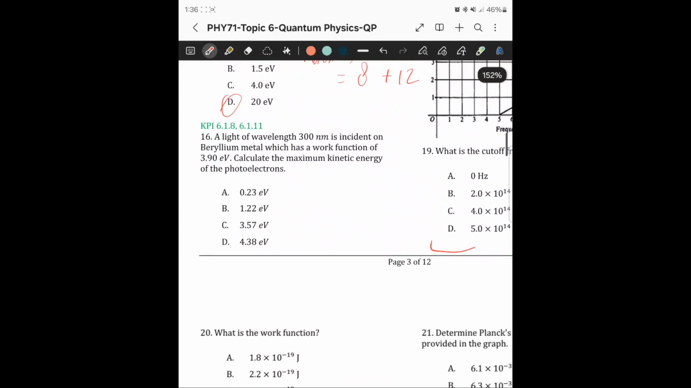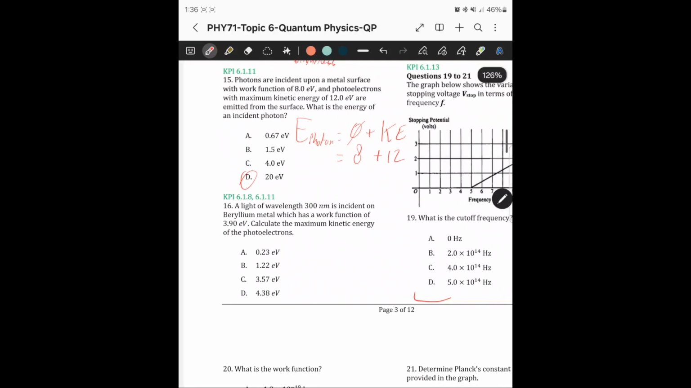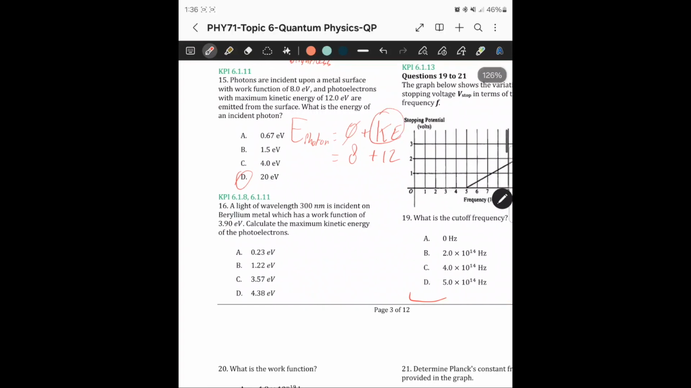Very good. Next, moving on. A light of wavelength has this and this. Calculate the maximum kinetic energy. Well, that's here now. I'm looking for KE. I can rearrange. KE equals the energy of my photon, whatever it is, minus my work function. I don't know the energy of the photon. I can quickly solve that, of course. You can go ahead and do 1240. It's in nanometers and it's in eV. 1240 divided by 300, if you remember from before, that's what we did.